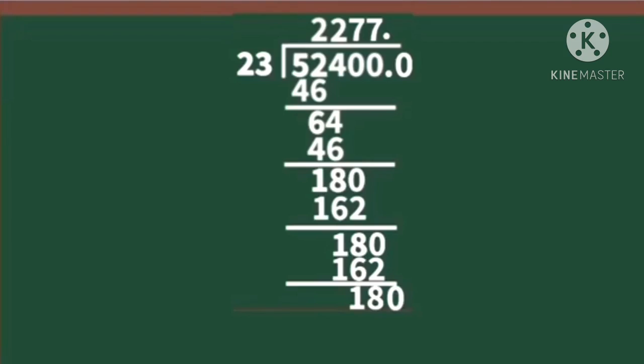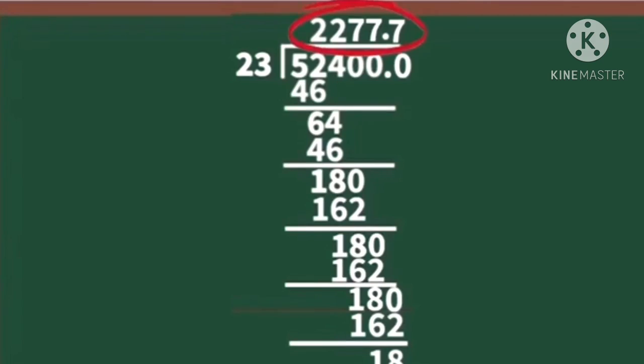Bring down to have another 180. So divide 180 by 23 and it gives us another 7. So write 7 on top. Then reverse the process. 7 times 23 is equal to, yes, 162. Looking at our solution, we have remainder 18, and since we have one decimal place in our quotient, we now have an answer of 2,277 and 7 tenths. Very good.